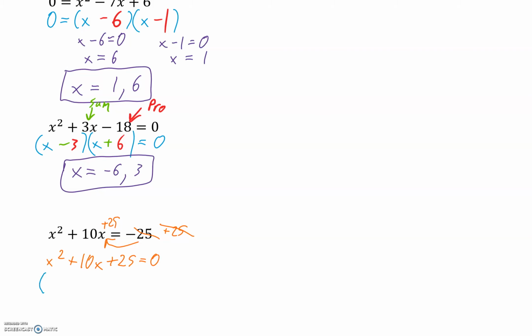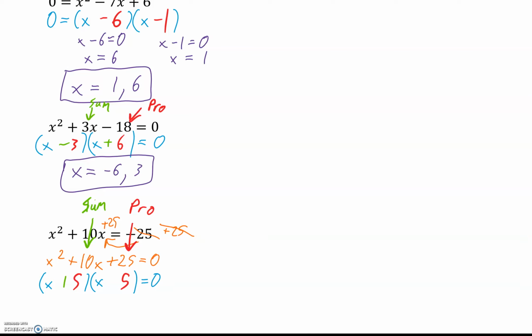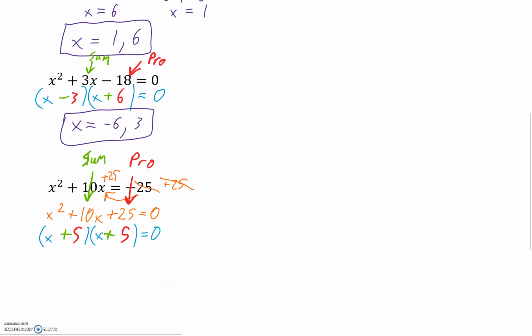All right, so now we set up our PSA method, x, and we ask ourselves, what two numbers multiply to get 25? And we're going to try 5 and 5. And do they add to get 10? Yes, if they're both positive, they add to get 10. Okay, and then finally, our solution is x equals -5. And because they're both the same, we just have one solution.